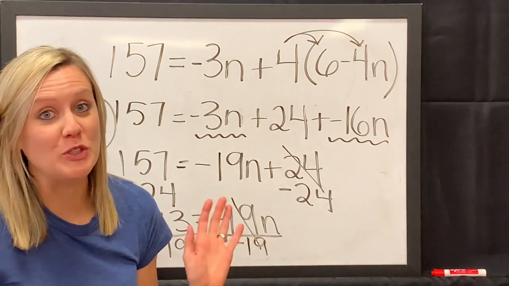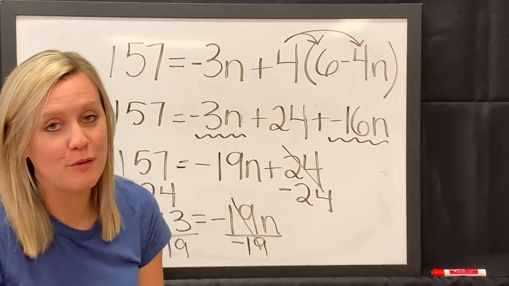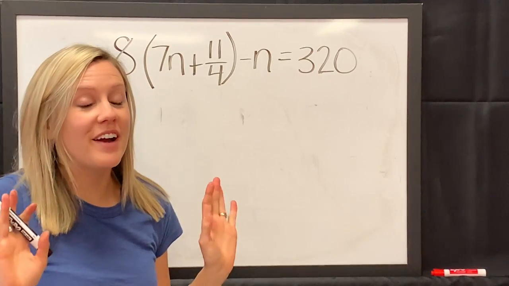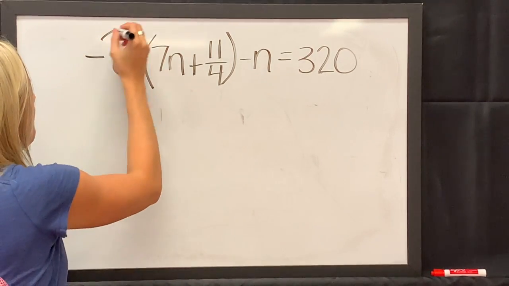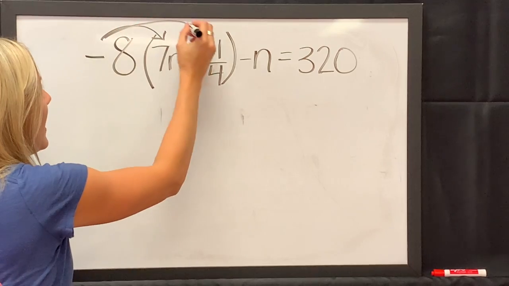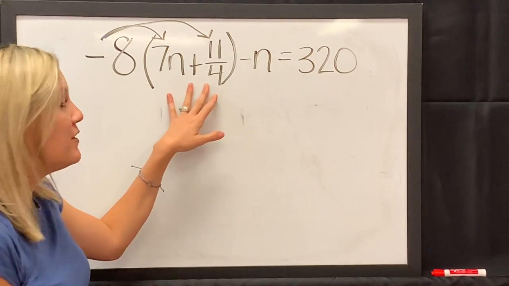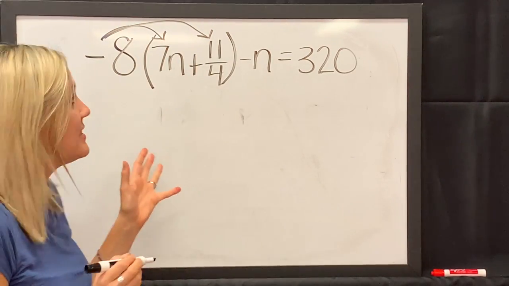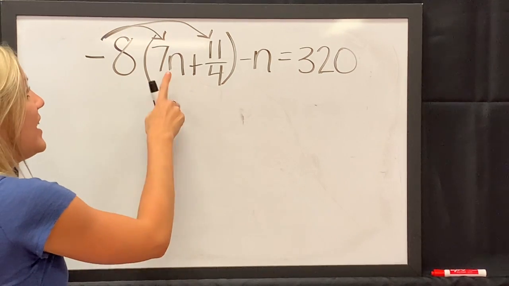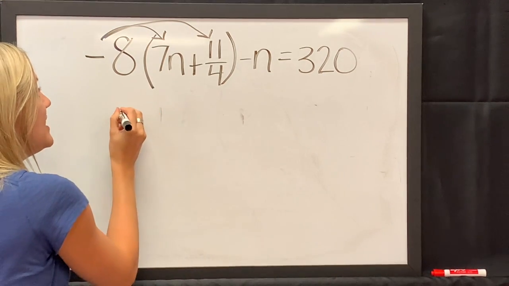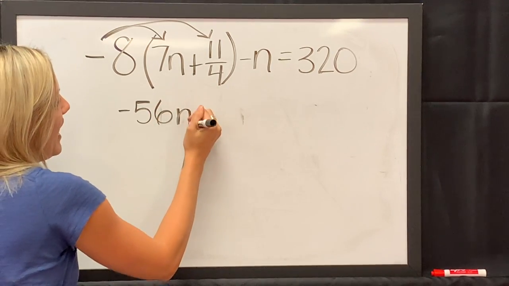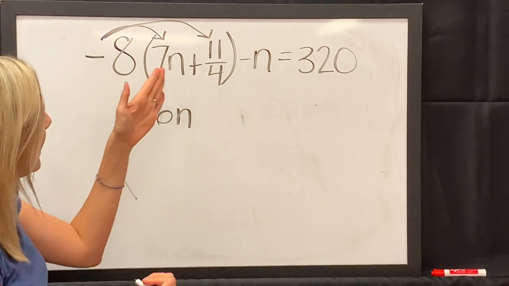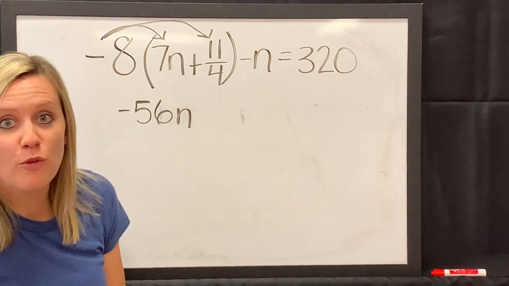Okay, we are just going to do one more, but I'm going to throw in a fraction. Okay, we are going to follow the same procedure we've been doing. I am going to pass out this negative 8 to each of the terms inside the parentheses. So, negative 8 times positive 7 is negative 56. Can't forget about my n. And then negative 8 times 11 over 4.